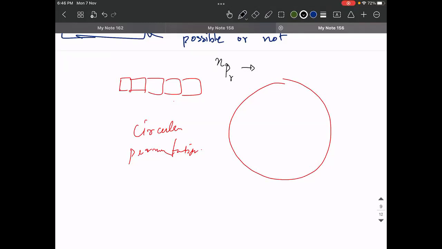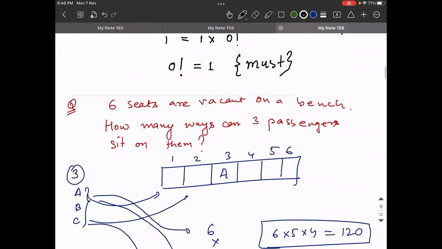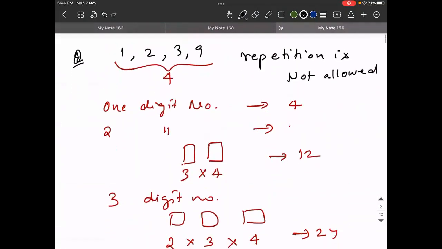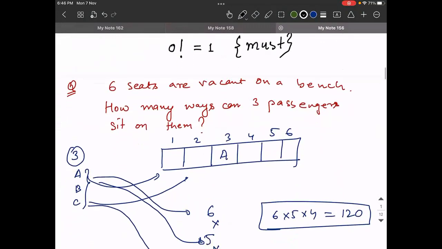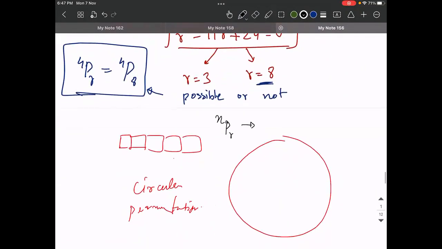Yeah, you tell me. What is NPR? See this pencil? What is NPR? Number of? How many times I've written that in class? Is it there in this class? I'll show you. Sir, arranging n number of objects in R space. Yeah, Murli. Arranging n number of objects in R space. Arranging R number of objects.